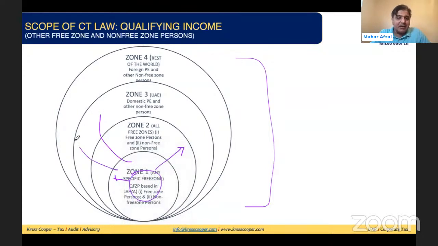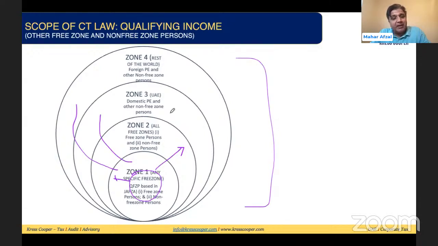Then the law says basically that if this is a qualifying free zone person, which will for sure be based in the free zone and will be a juridical person, and it is generating any income from another free zone person, which is not an excluded activity, and not income which is subject to tax at 9%, then it will be zero rated. For other free zone persons, the same criteria is applicable except for commercial property.